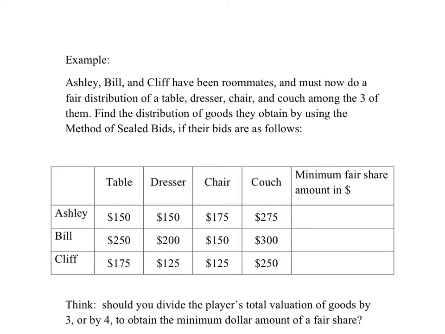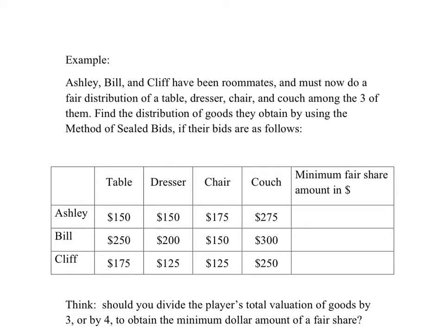Ashley, Bill, and Cliff have been roommates, but now they're moving out, and they have to do a fair distribution of certain commonly owned items in their apartment: a table, a dresser, a chair, and a couch. They don't remember who owns what, and now they regard these items as common property. So each item has to go to someone, so they have to do a fair distribution. They use the method of sealed bids. They write out their bids, and they appear as follows in this table.